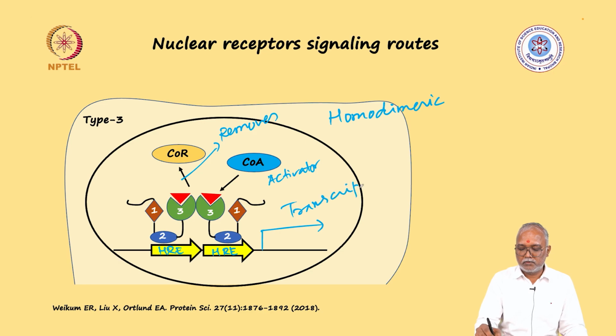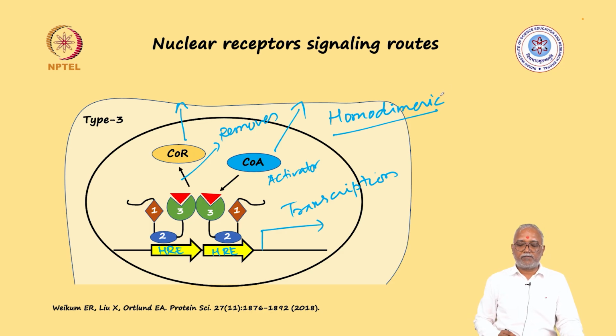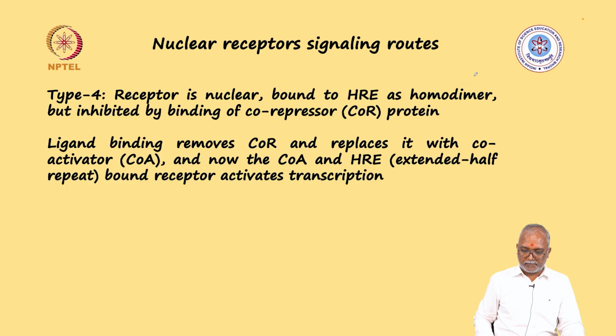which allows the transcription. So what we have understood is that in these two cases, nuclear receptor type 2 and type 3, the mechanism of activation is more or less the same, by relieving the repression caused by the co-repressor and activating the transcription by the presence of co-activator. Just that in type 2 it was a heterodimeric receptor, and in type 3 it is a homodimeric receptor.